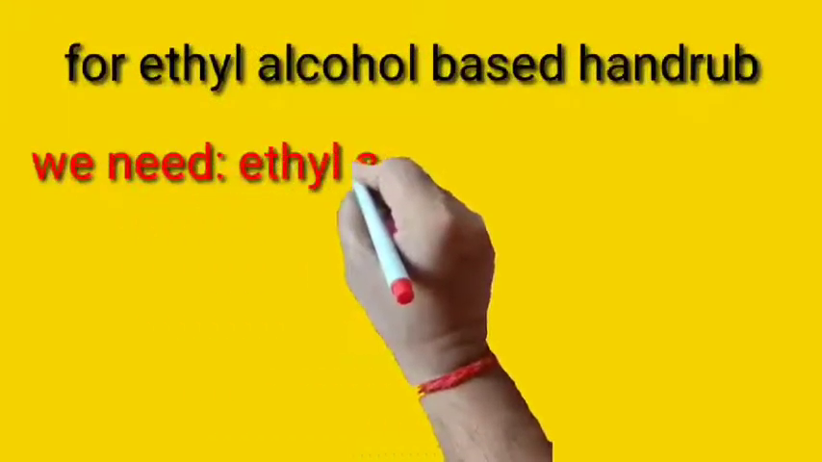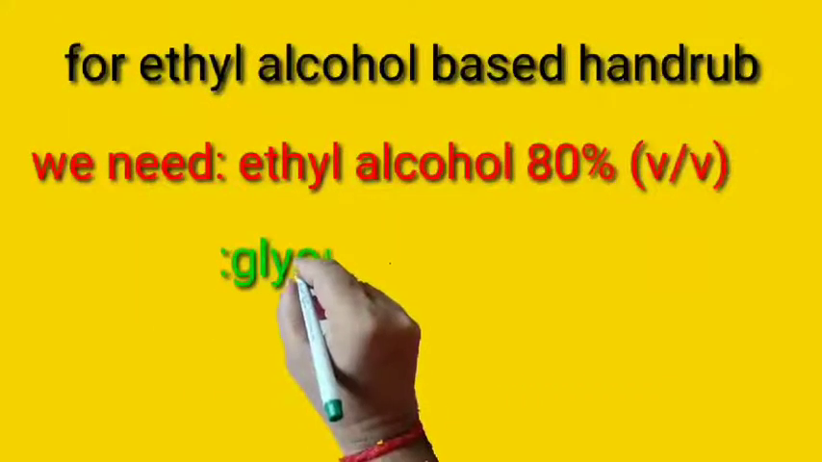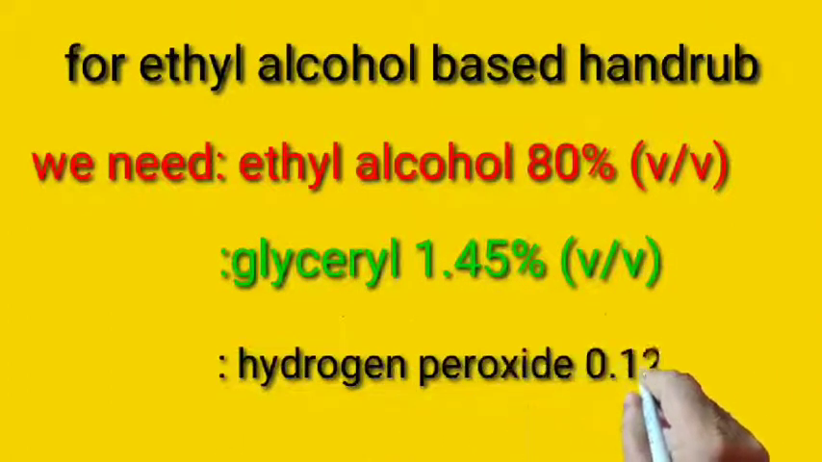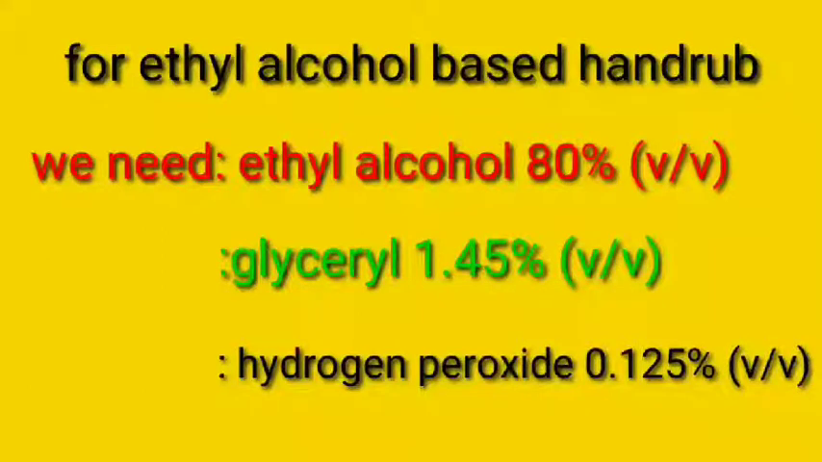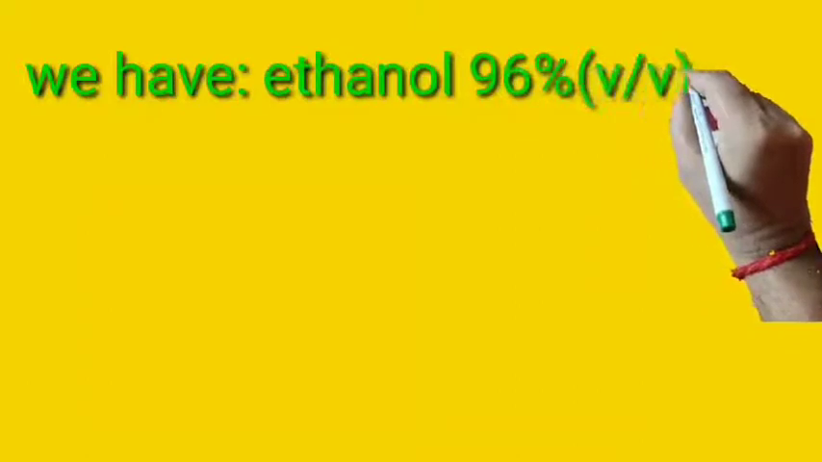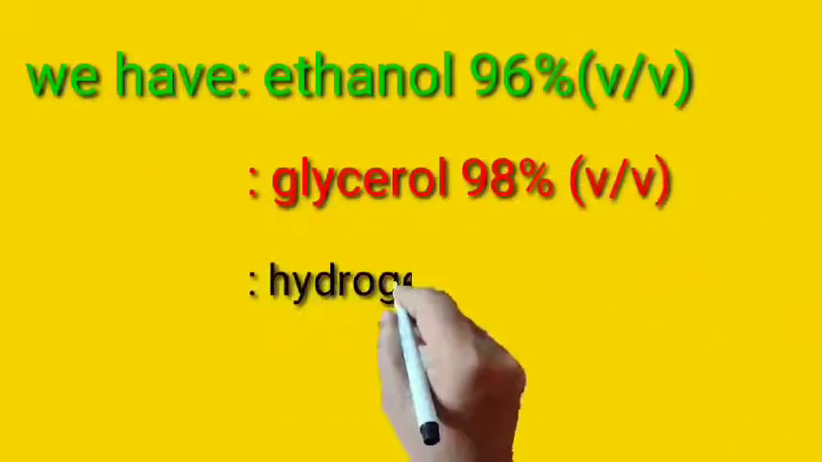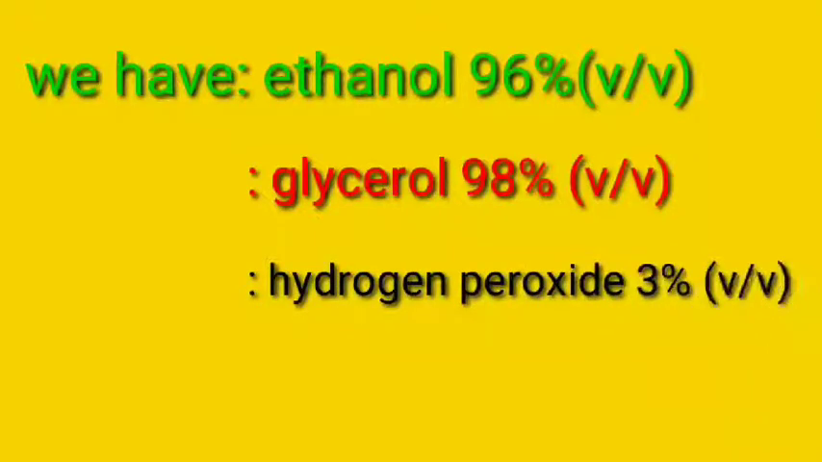For ethyl alcohol based hand sanitizer preparation, we need ethyl alcohol 80%, glycerol 1.45% and hydrogen peroxide 0.125% according to WHO recommendation. But commercially available, we have ethanol 96%, glycerol 98%, hydrogen peroxide 3%. These percentages are commercially available percentages. The problem is how we calculate the actual volume of these chemicals.